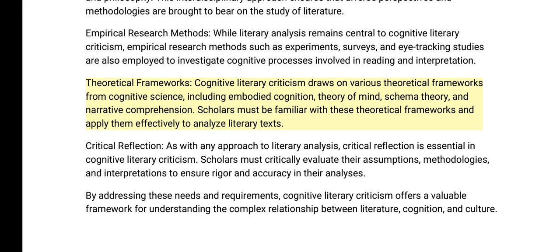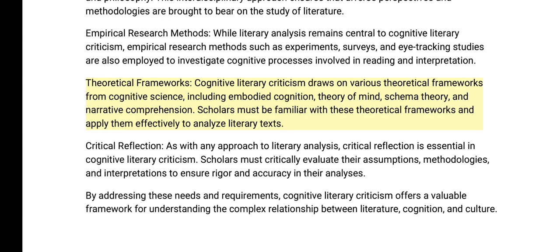Empirical research methods. While literary analysis remains central to cognitive literary criticism, empirical research methods such as experiments, surveys, and eye-tracking studies are also employed to investigate cognitive processes involved in reading and interpretation.